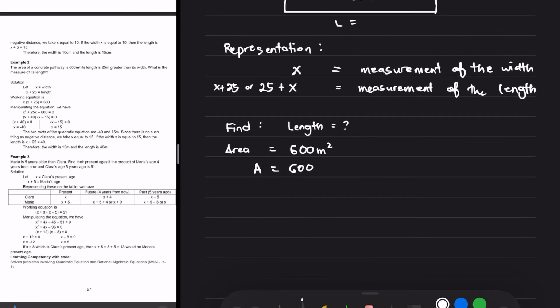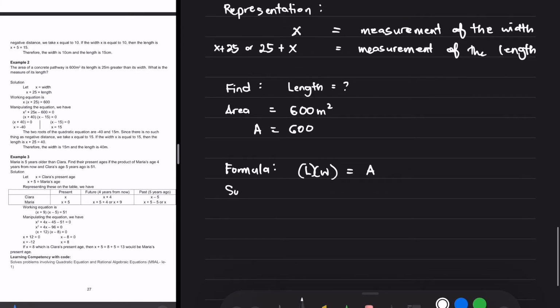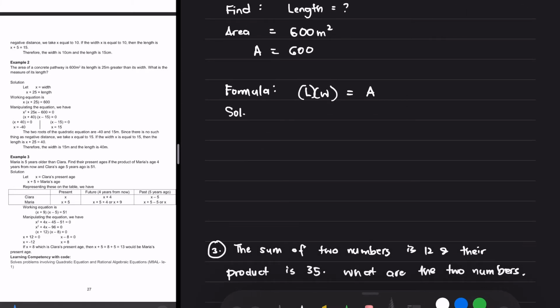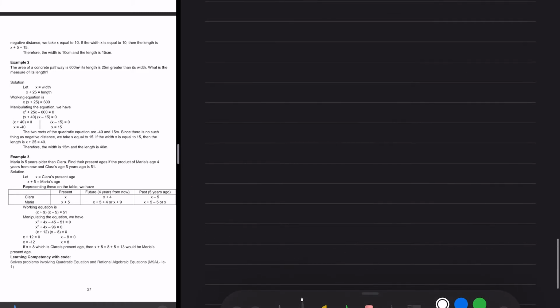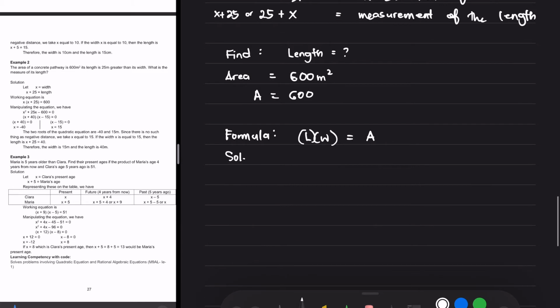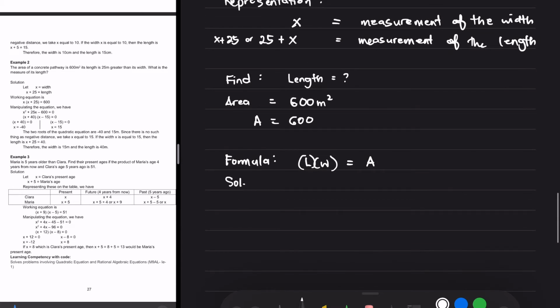Yan yung given natin. Natatandaan niyo yung formula ng area. The formula for the area ng isang rectangle is length times width, right? Equals the area. Solve natin yan. Substitute lang natin. Yung length natin, ano ang length? That is x plus 25. Ano ang width? That is simply x. Equals the area. Ano ang area?